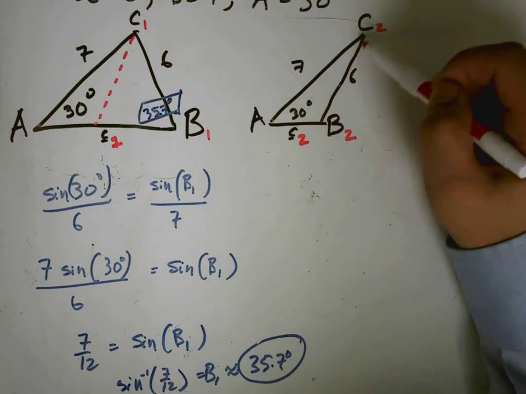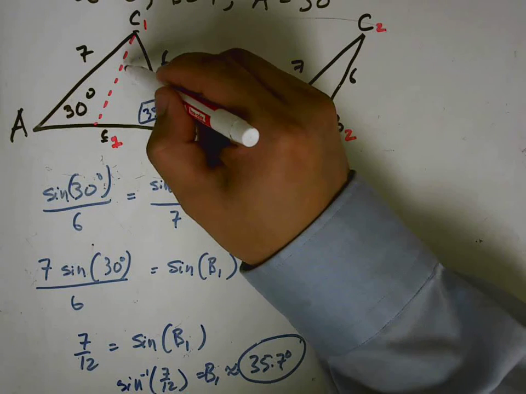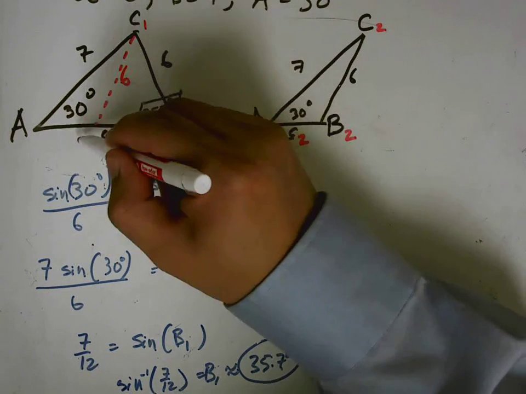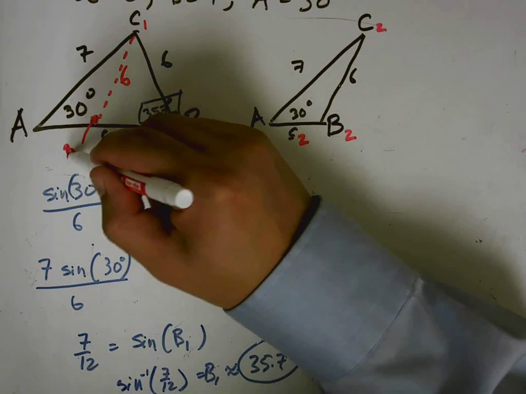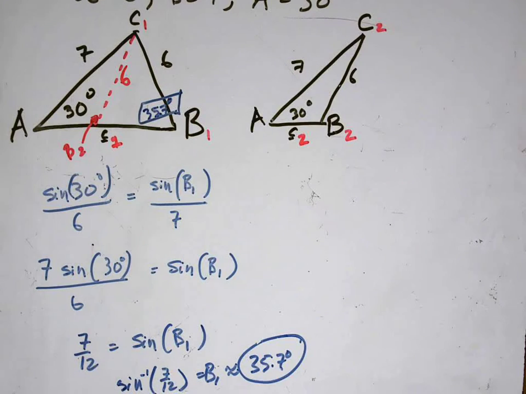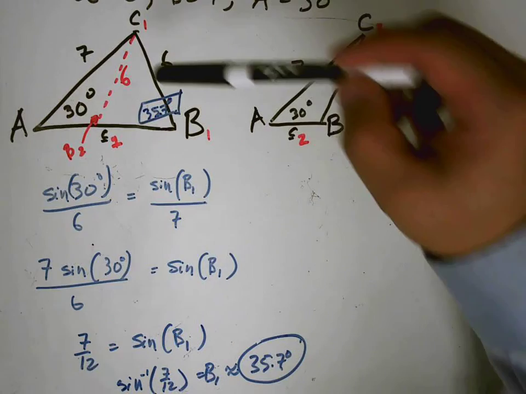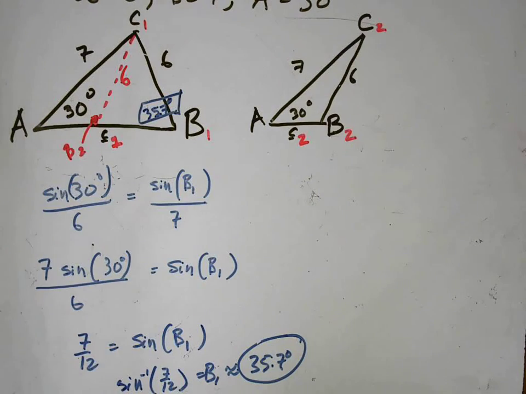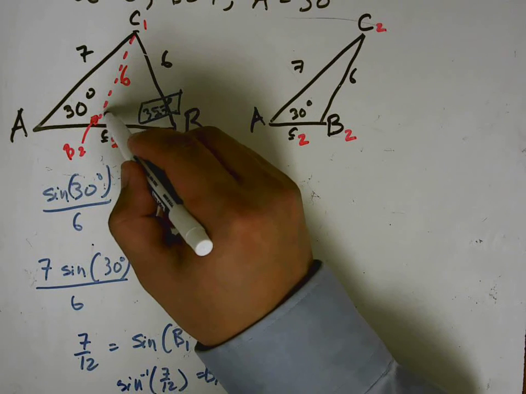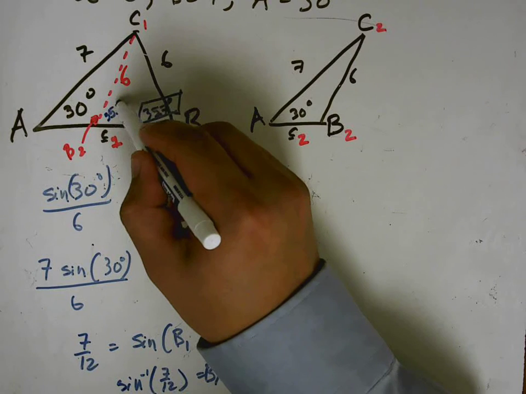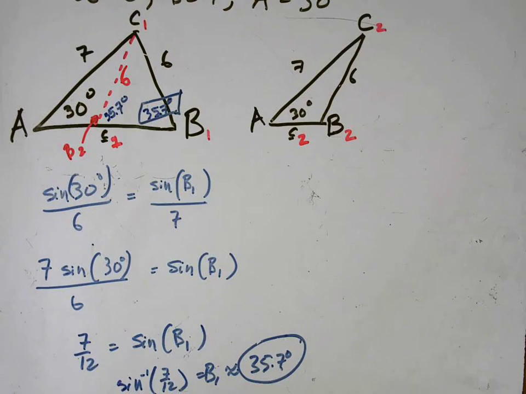And this dotted line here represents this side. This would be 6. This angle in here would be B2. And you can see from this picture that the triangle on the right here is an isosceles triangle, which means that this angle in here is also 35.7 degrees. And it is supplementary to B2.